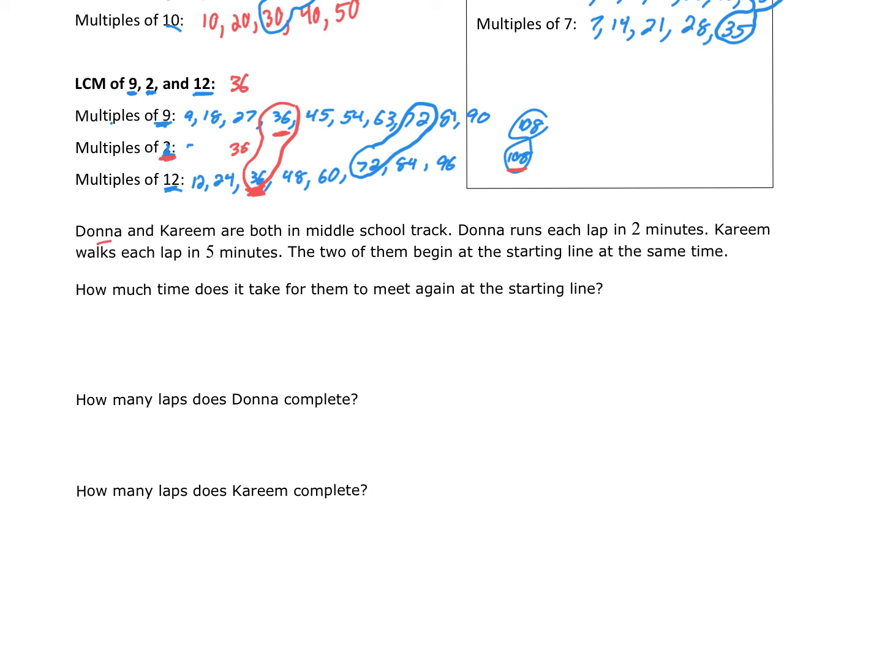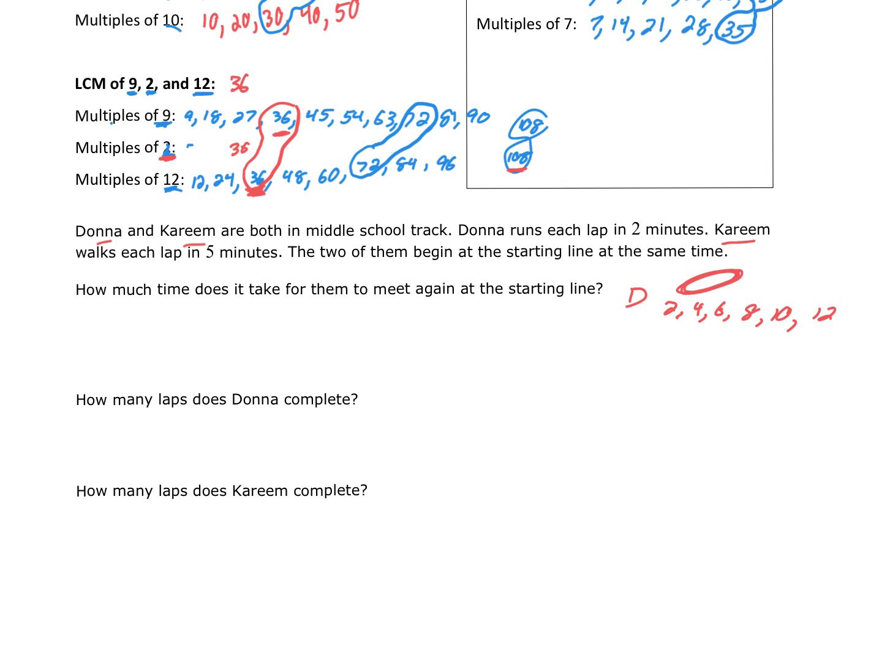Okay, Donna and Kareem are both in middle school track. Donna runs each lap in 2 minutes. So we think about Donna here. Every 2 minutes she's making a lap around the track. So 1 lap, 2 minutes, 2 laps, 4 minutes, 3 laps, 6 minutes, 4 laps, 8 minutes, 10 minutes, 12 minutes. She keeps running every 2 minutes. That's Donna.